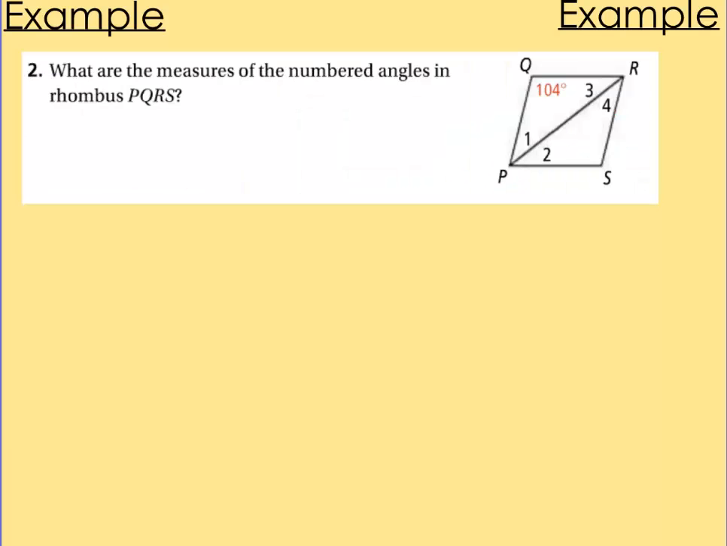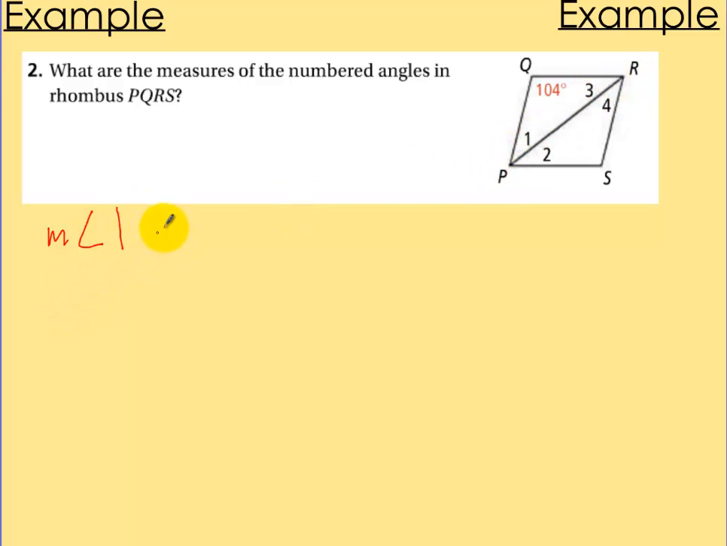Let's try some examples, so pause the video. All right, what are the measures of the numbered angles in the rhombus PQRS? So angle Q is going to be 104, so I have to figure out the measure of angle 1. Well, let's see. You know that this is being bisected right here.